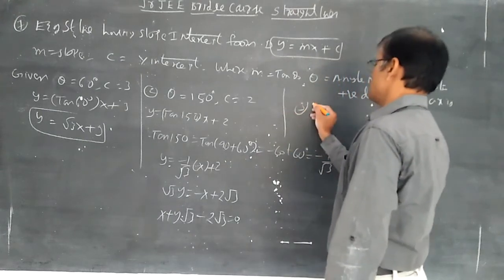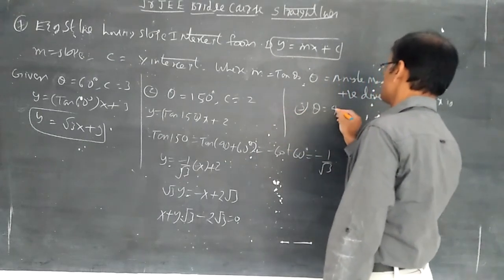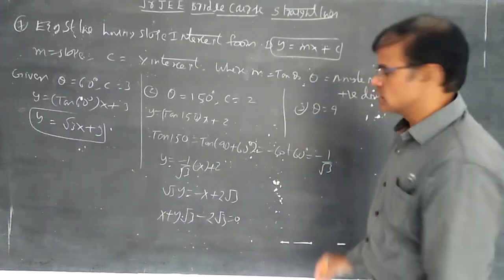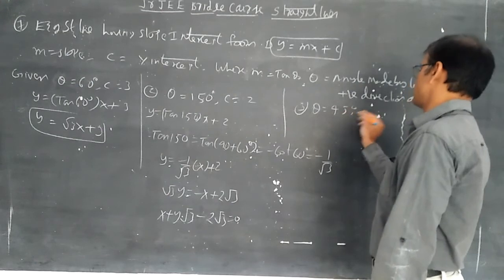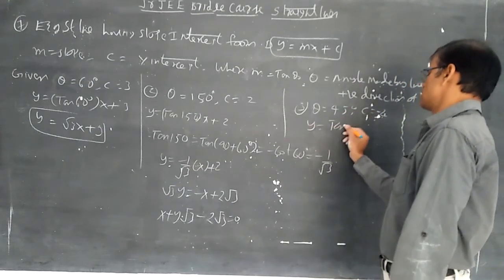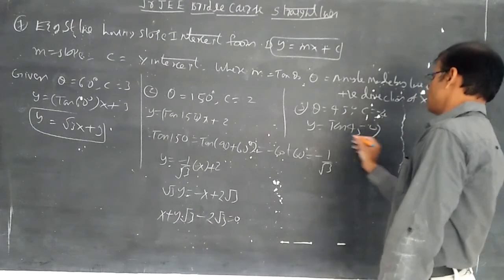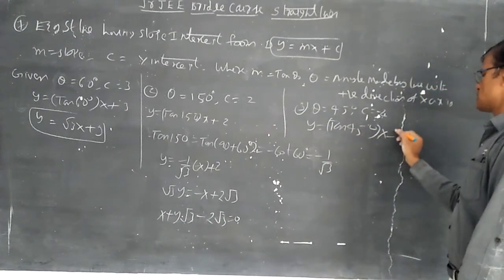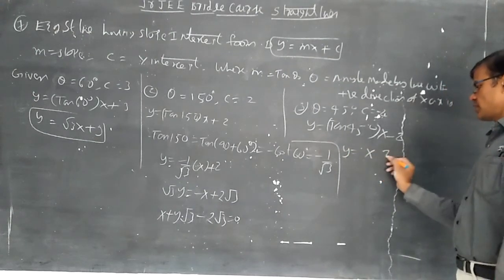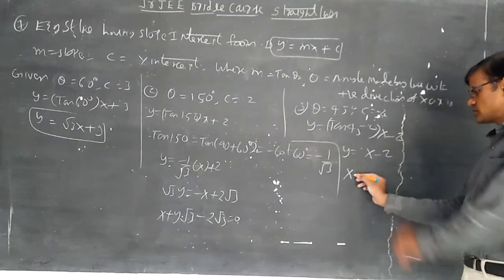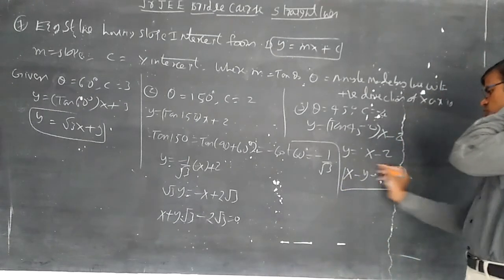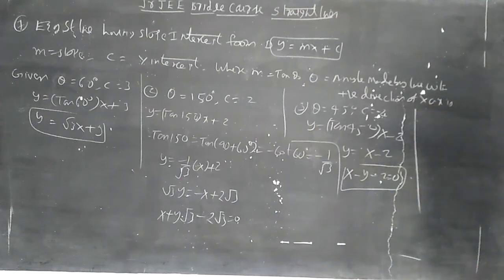Another question, theta is equal to 45 and c is equal to minus 2. So y is equal to, simply you write, tan 45 into x plus c, means minus 2. We know the tan 45 value is 1, so 1 into x minus 2. Taking x and y to this side, it becomes x minus y minus 2 is equal to 0.